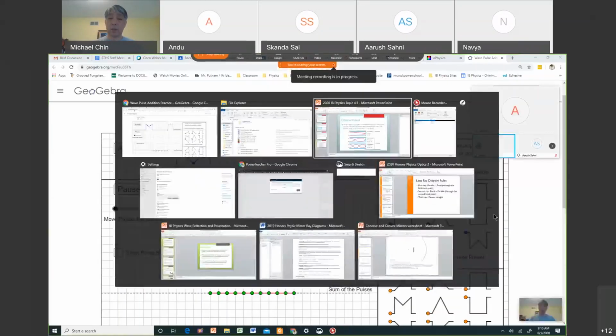Turning on recording. Okay, share. Share screen. Okay, screen shared, hopefully. Okay.